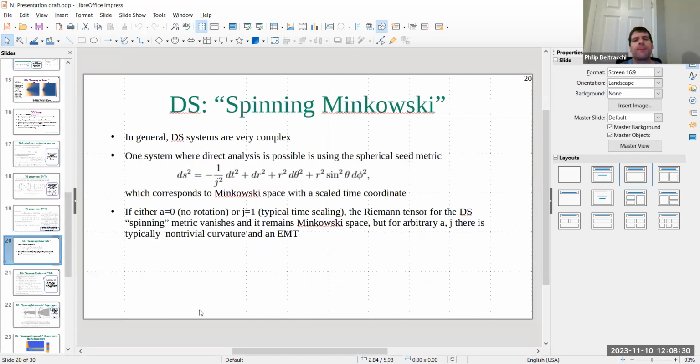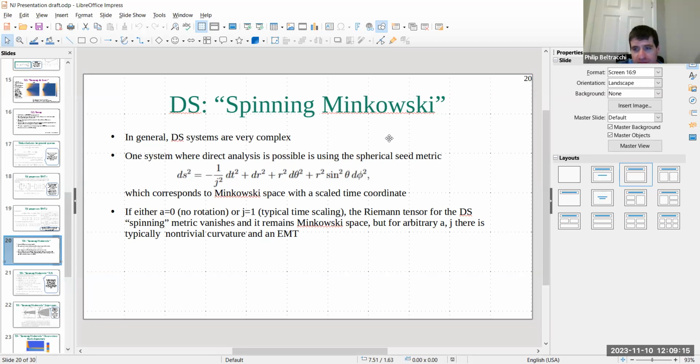Okay. So if I use this as my spherical seed for the Drake-Szekeres system, this is Minkowski space, but J is a constant here, so I have Minkowski space with an unusual time scaling. If I feed this into the Drake-Szekeres algorithm, we get a rotating space-time that we just called spinning Minkowski for short. That's just a placeholder name.